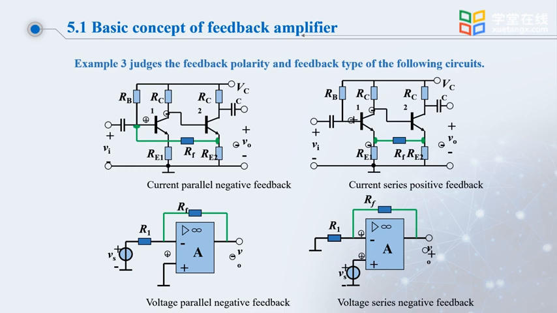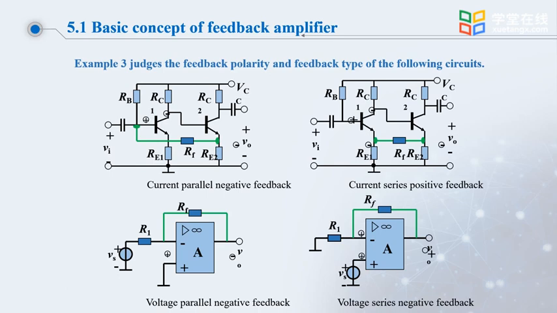Take another look at the question. If RF is not connected to the base of the T1 tube, but instead to the emitter of the T1 tube, let's decide what type of feedback it has. The output is unchanged, so it's also a current feedback. The input end is a series feedback. For series feedback, what we care about is the feedback point.